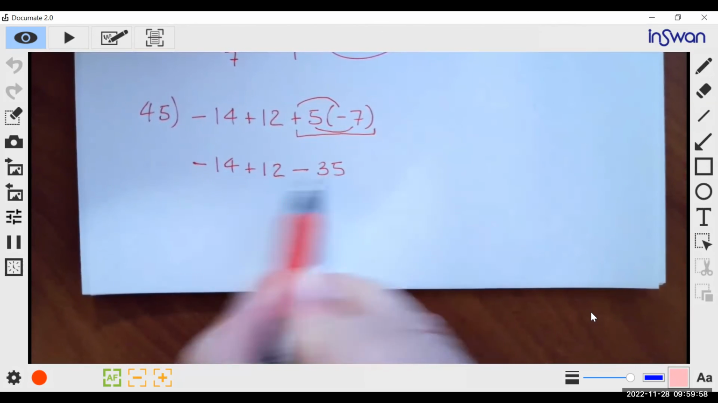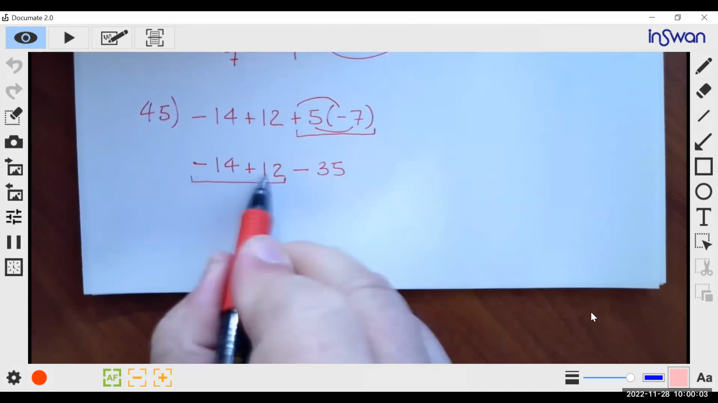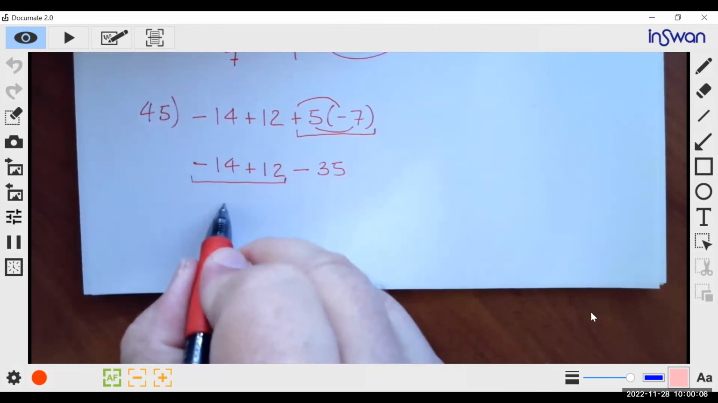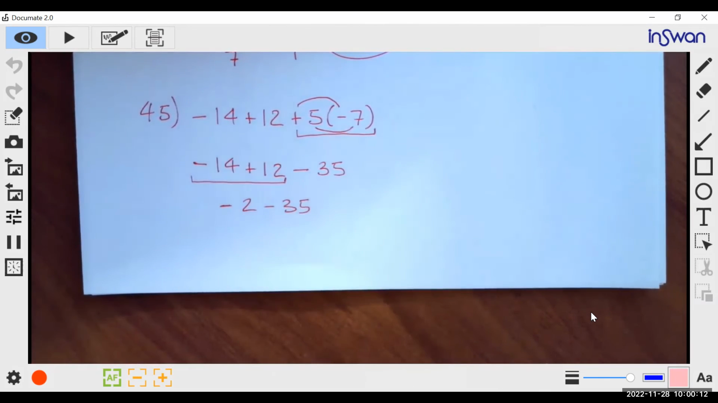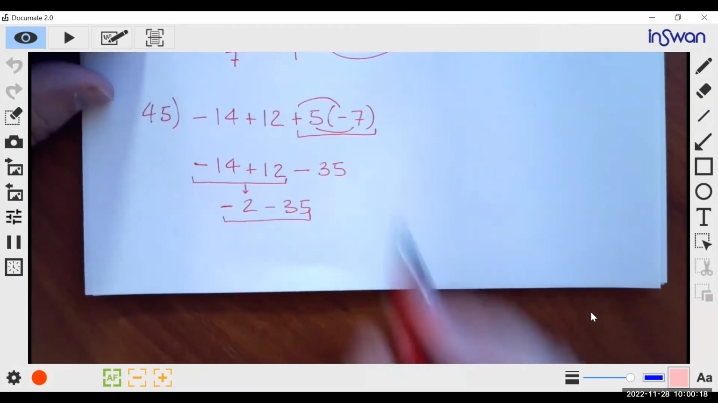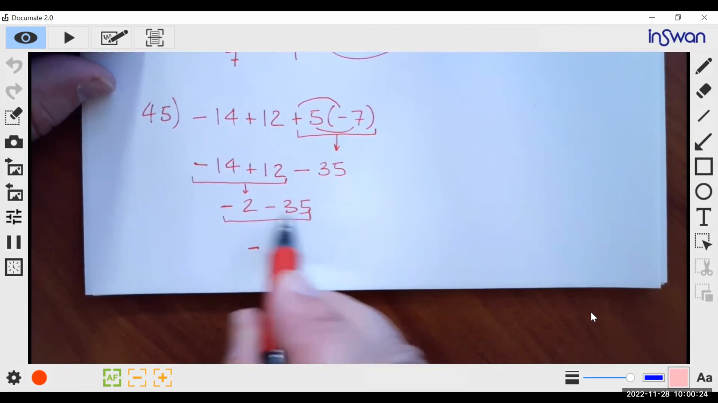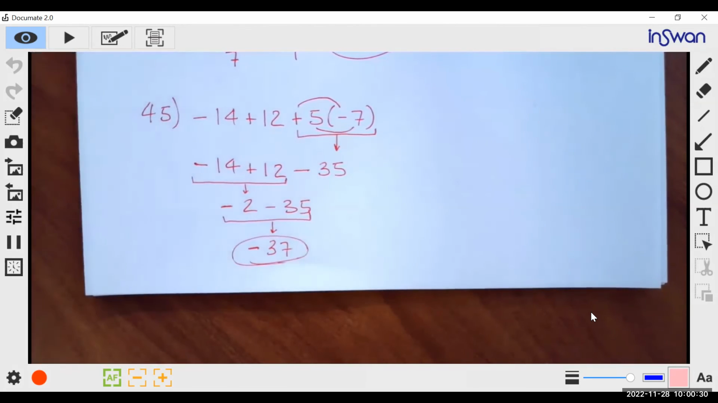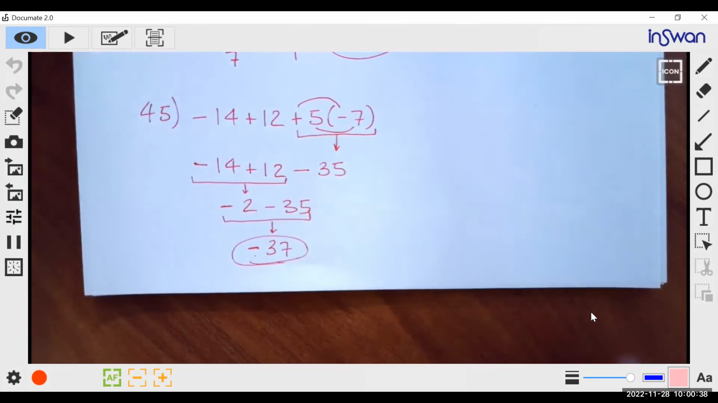No more special operations, no more multiplication division, so we go left to right. Addition, subtraction. Negative 14 plus 12. 14 is bigger, so the answer is negative. 14 minus 12 is 2. They're both negative, so the answer is negative. So you add the numbers. 35 plus 2 is 37. There's your answer. If the signs are the same, take the common sign, add the numbers. If they're different, take the sign of the larger and subtract the numbers.